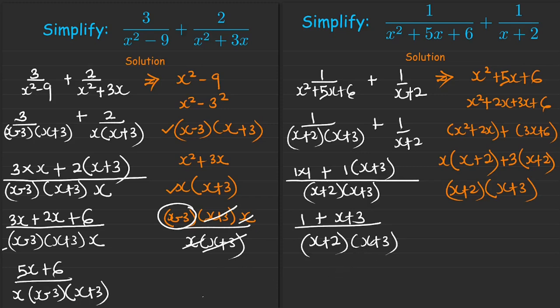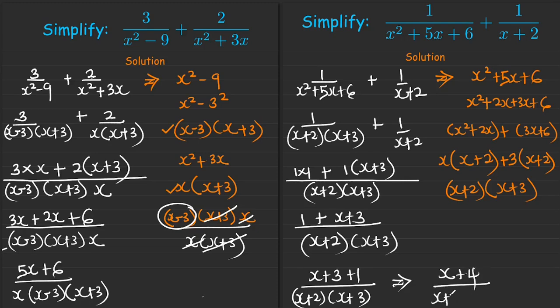If you are to group like terms of the numerator, we have x plus 3 plus 1 all over x plus 2 in one bracket, then x plus 3 also in another bracket. X, then 3 plus 1 gives us a 4 all over x plus 2, then x plus 3. This becomes our final answer when we evaluate what we have over here. We are going to end this lesson here, and I'll give you some exercises so you try on your own.